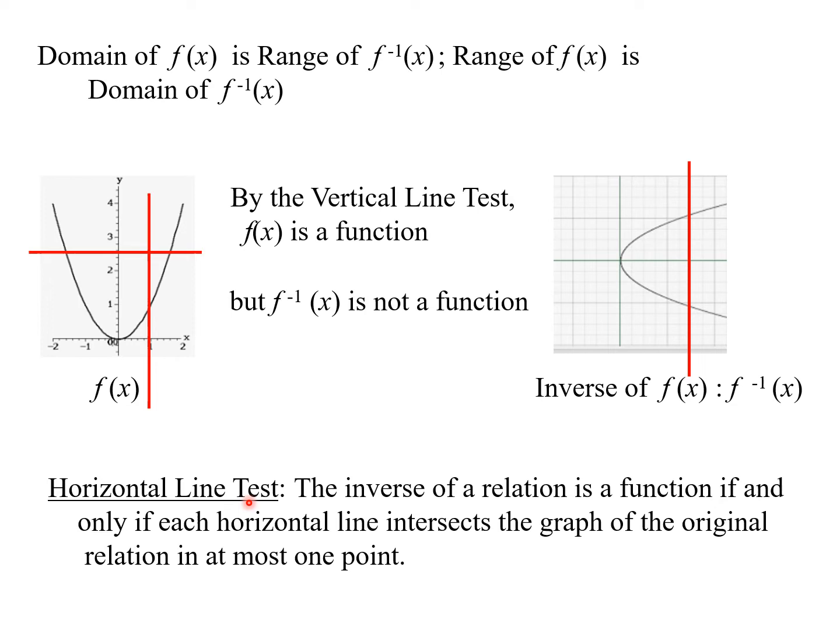Anyway, this horizontal line test can be used with any relationship. The vertical line test will tell if it's a function. The horizontal line test will tell if its inverse is also a function.